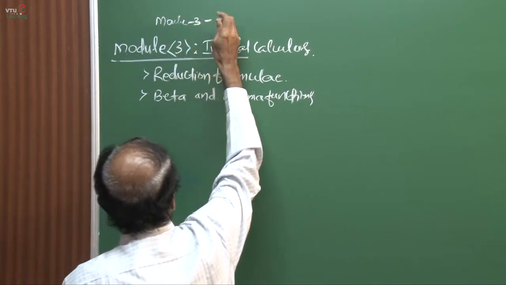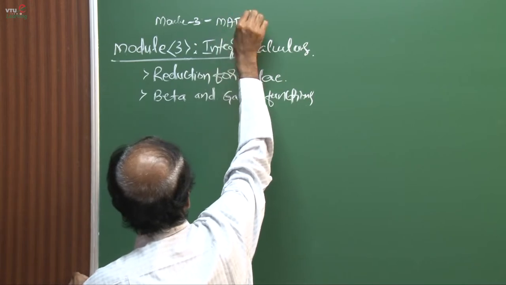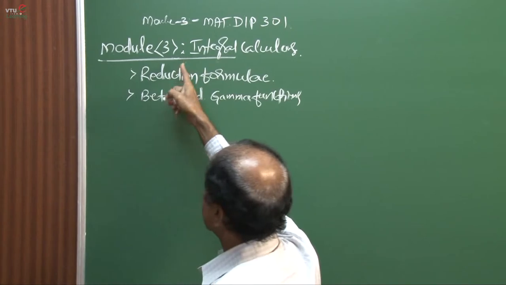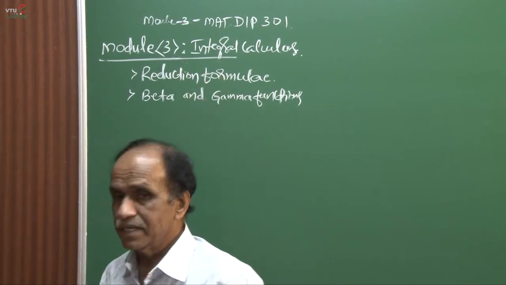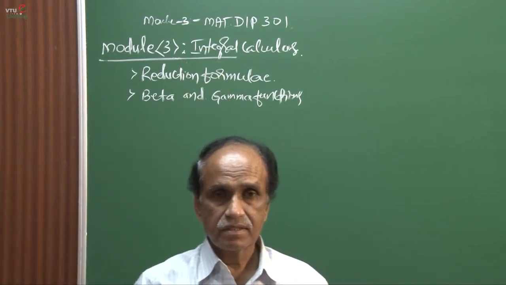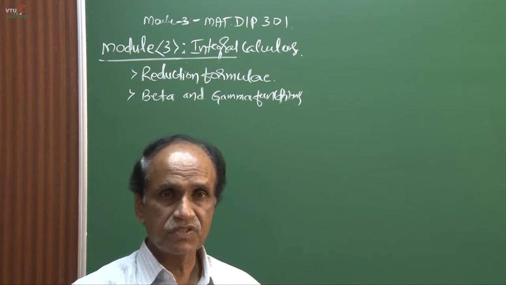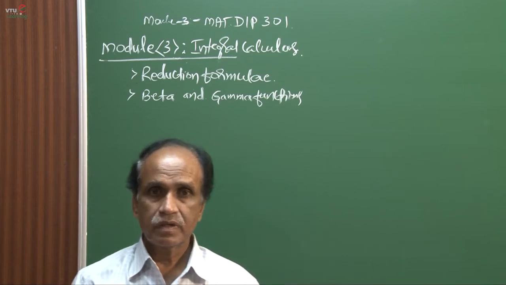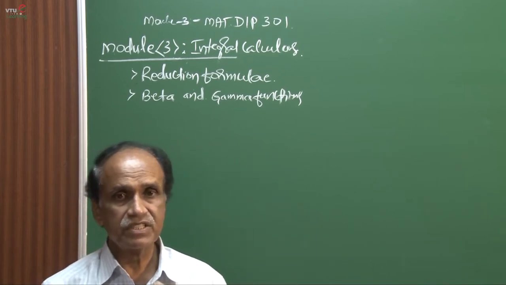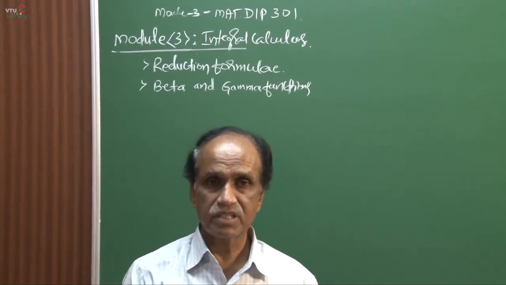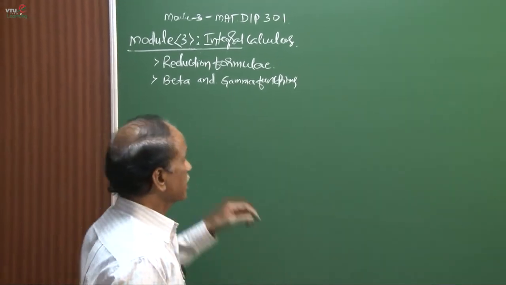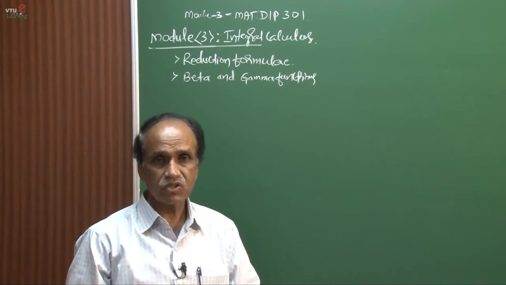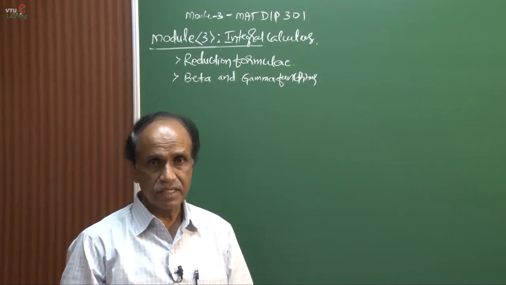module 3 of MAT DIP 301. In the integral calculus, we discuss reduction formula and related problems, and beta and gamma functions. So in these two topics we discuss the application of the integral symbol, that is a single integral. We do not do double integrals, but in the case of beta and gamma functions, only once will we come across a double integral, to derive some standard relation.